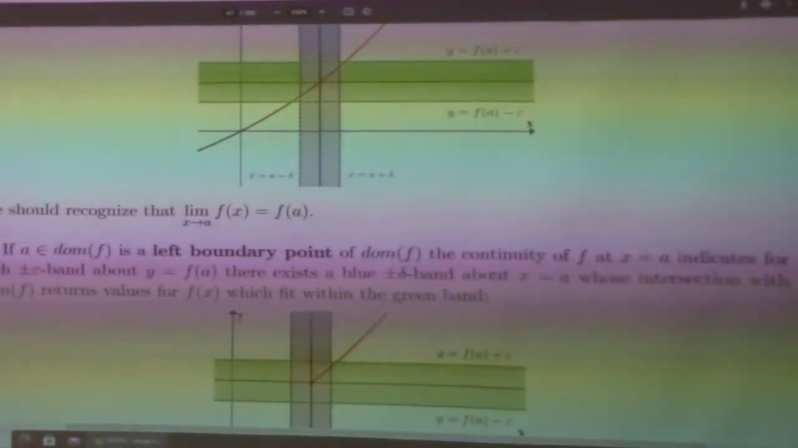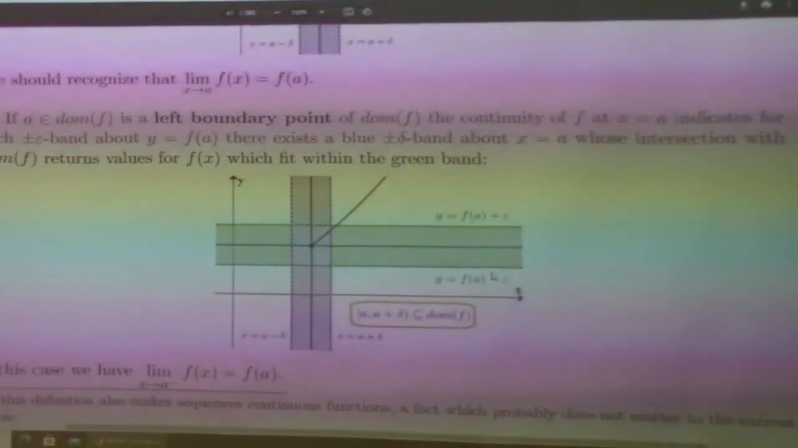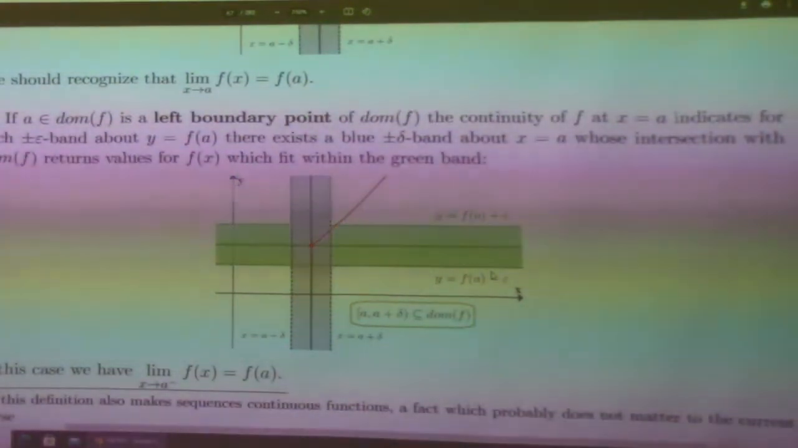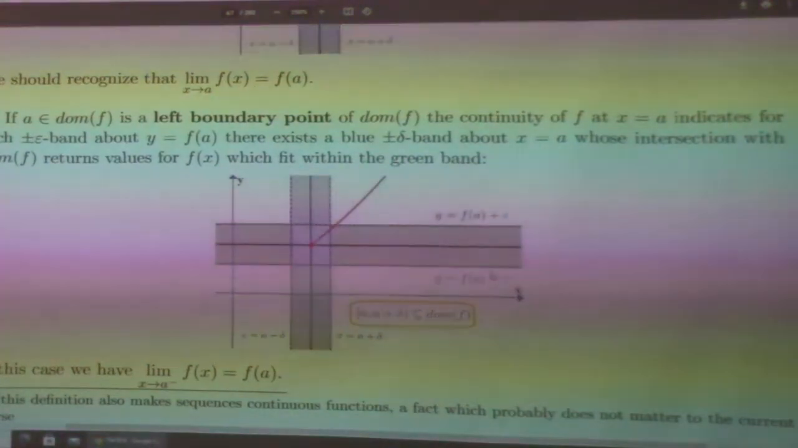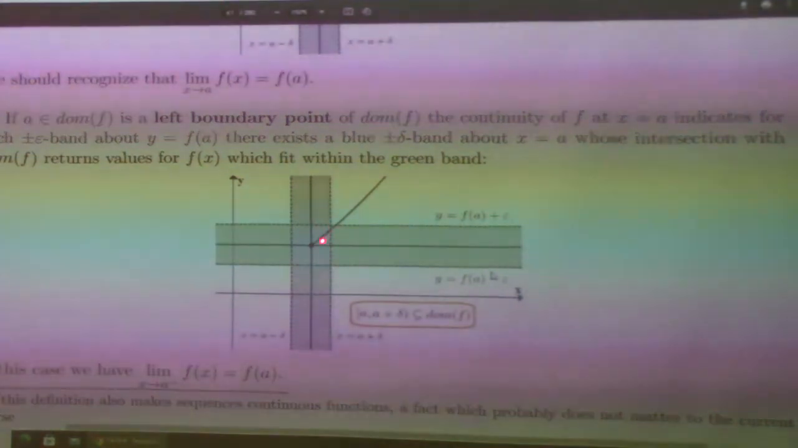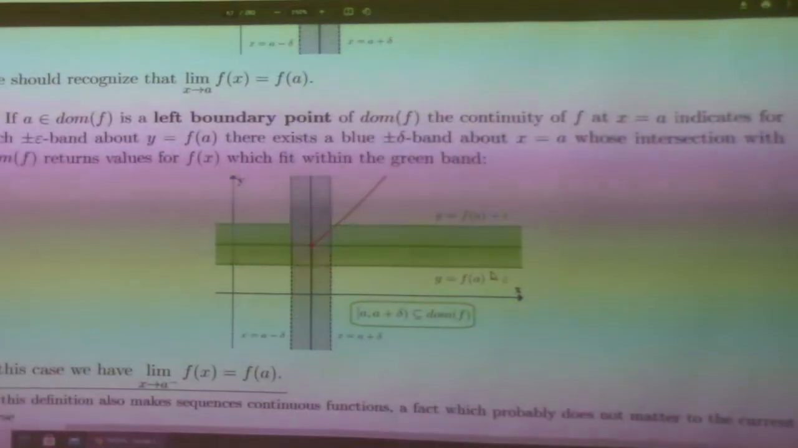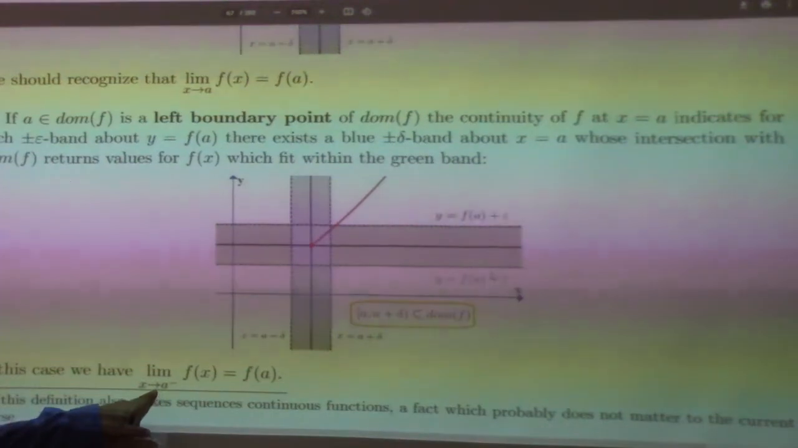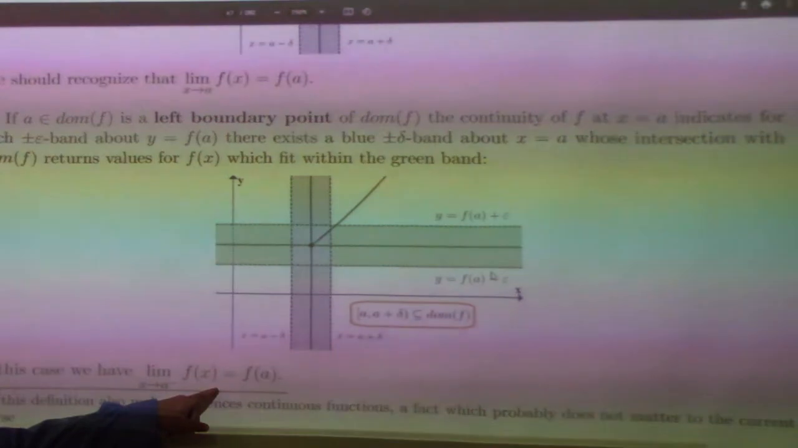Now, that picture only works for an interior point, right? If the point in consideration was a left boundary point, then the graph would look like this, right? So you don't actually have to consider points over here because they're outside the domain, right? It's enough that the points in the domain can be fit inside the viewing window, formed by intersecting the green and the blue. So what that amounts to is saying for that kind of left endpoint, you need to require the limit as x goes to a from the right of f of x is equal to f of a.